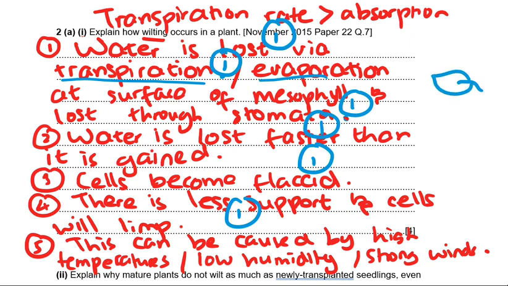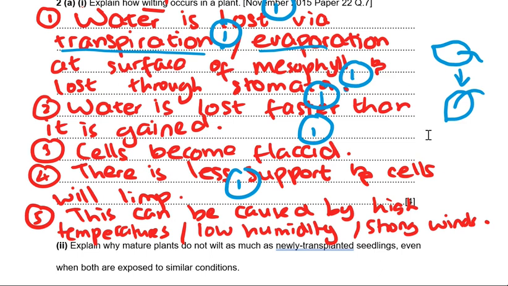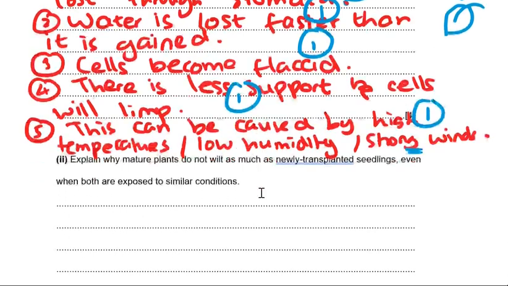And then you can say that cells become flaccid, and that's why they are limp and there's less support. That is the definition of wilting. So you have the leaf when it's turgid and then when it's flaccid, so it kind of goes down. And this can be caused by any of the factors that would encourage transpiration, like high temperature, that will encourage a lot of evaporation. And then you have low humidity, that would encourage the diffusion gradient to be great, so you're going to have a lot of water vapor moving out of the leaf and into the atmosphere. And you have strong winds as well, that is pretty much related to reducing humidity in the atmosphere as well.